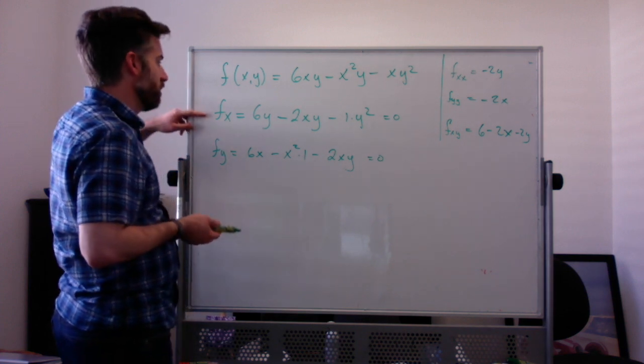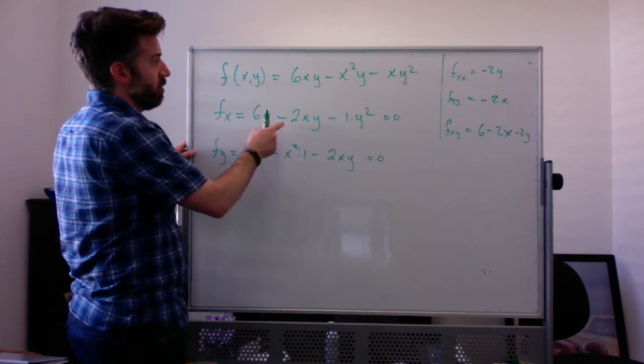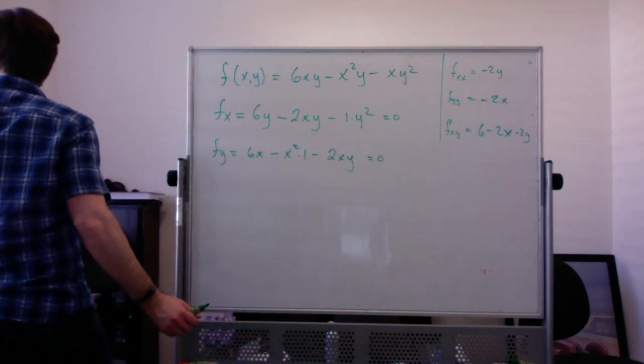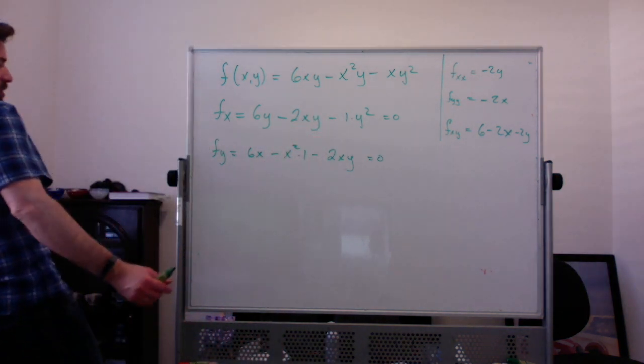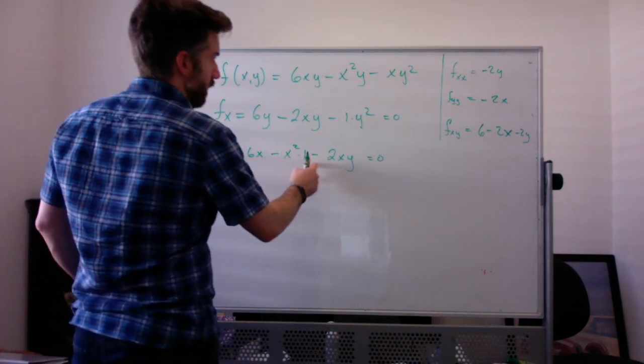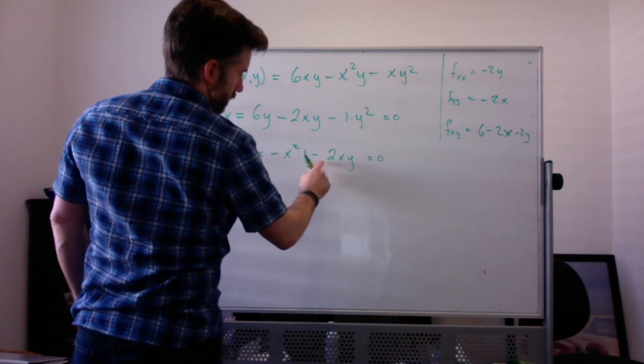Here's my first partial. Fx is 6y minus 2xy minus y squared. And our partial with respect to y is 6x minus x squared times 1 minus x times 2y, which is 2xy.